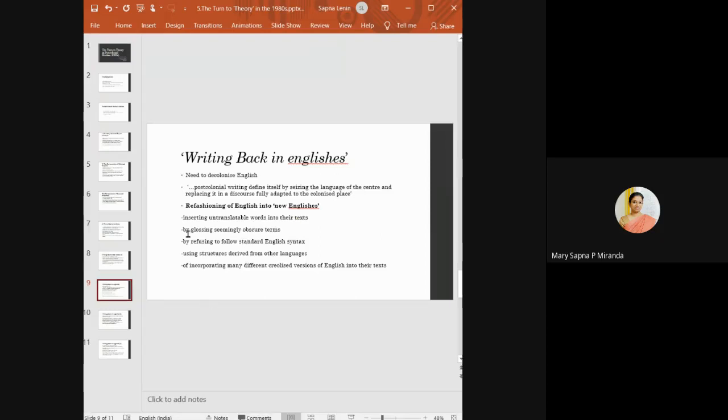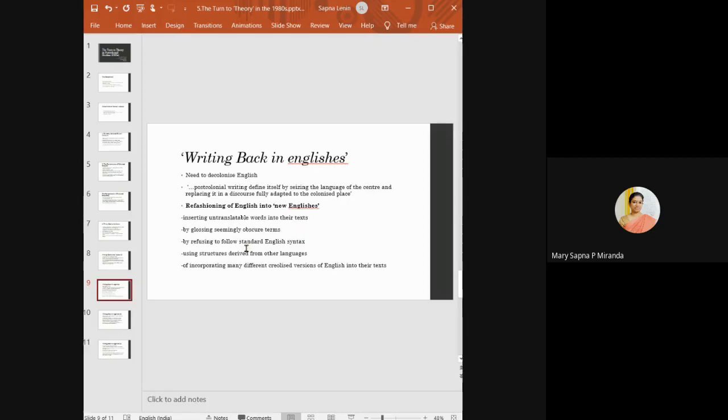So how do you do it? You're inserting untranslatable words into the text. So you have certain Malayalam or Gujarati or whatever word, and there is no proper translation available. So what do you do when you're writing and you have to write about that local experience? You're going to insert that Malayalam word or that Gujarati word into that English text by glossing over seemingly obscure terms. Obscure terms, as in, if there are terms that you don't understand, you simply leave it. You gloss over it. You don't dwell on it and try to explain it.